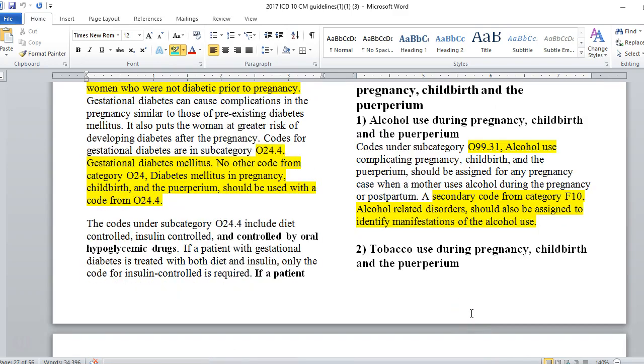Now, along with these, we have codes under subcategory O99.31, alcohol use complicating pregnancy, childbirth, and the puerperium. Should be assigned for any pregnancy case when a mother uses alcohol during the pregnancy or postpartum. A secondary code from category F10, alcohol-related disorders, should also be assigned to identify manifestations of the alcohol use. So again, documentation is important. So we need to know what's going on with the patient.